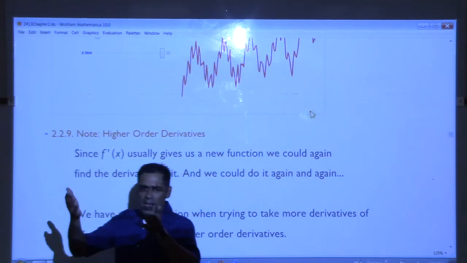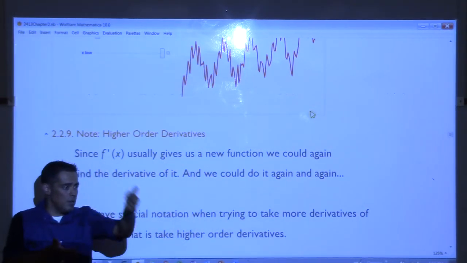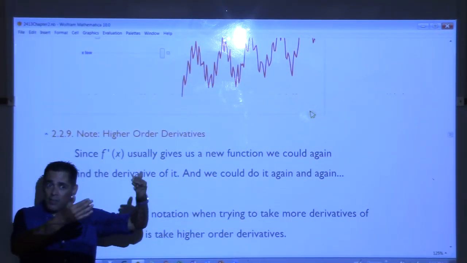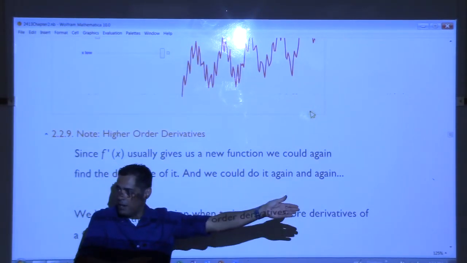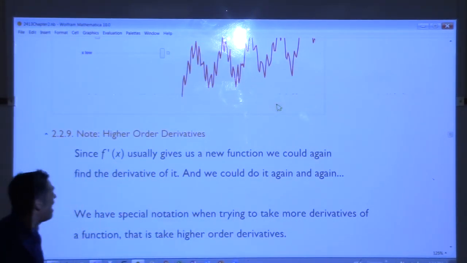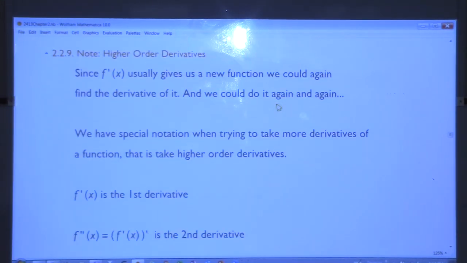Since we can take the derivative of a function and get a new function, what stops us from taking the derivative of that function and then doing it again and again and again? So we have these things called higher order derivatives.